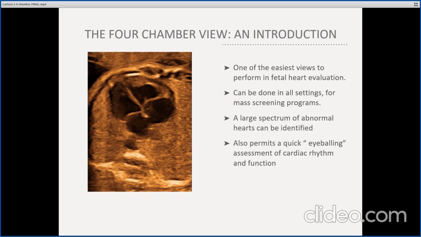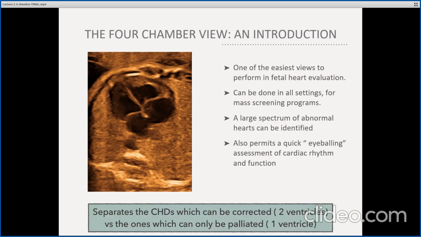This view can be performed in all settings, irrespective of the degree of expertise or the quality of the equipment, and hence this is ideally suited for mass screening programs. A large spectrum of abnormal hearts can be identified by using this view alone. The 4-chamber view also permits a quick assessment of the cardiac rhythm and cardiac function.